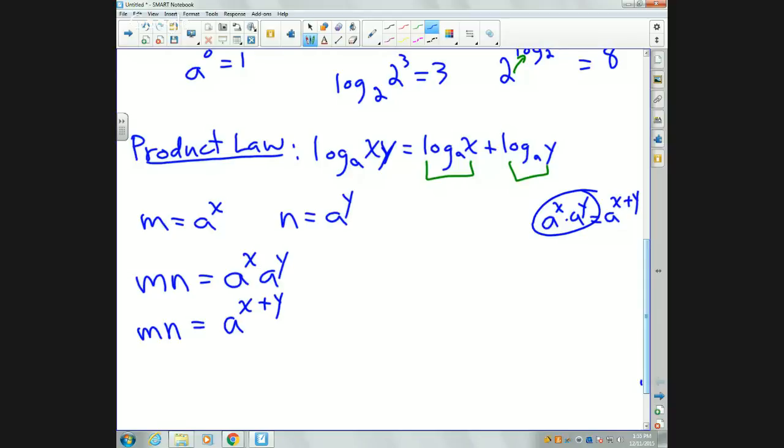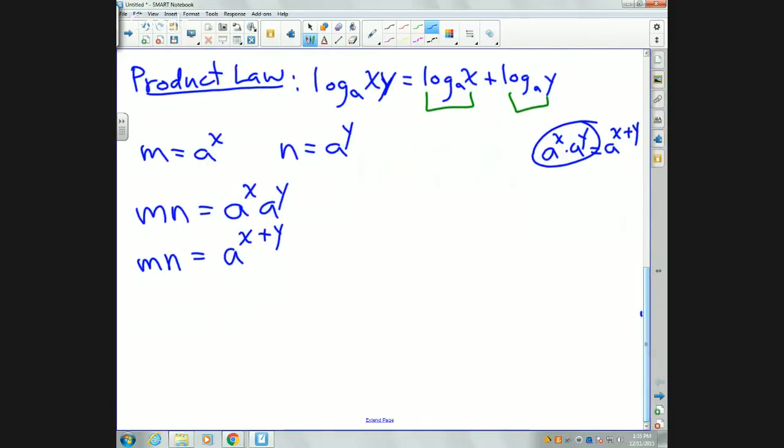Now here's the part that you're not going to like, but we're going to do it anyway. Right? So I'm going to take the log.